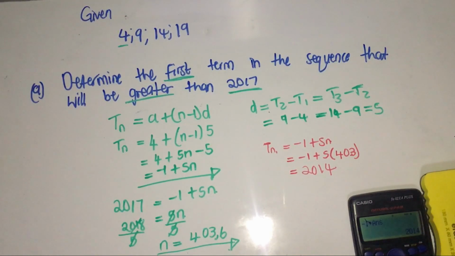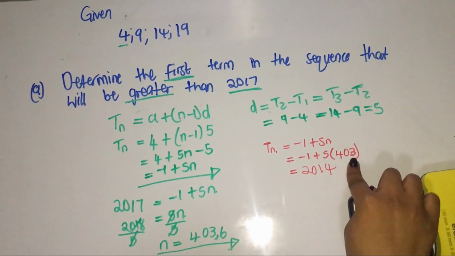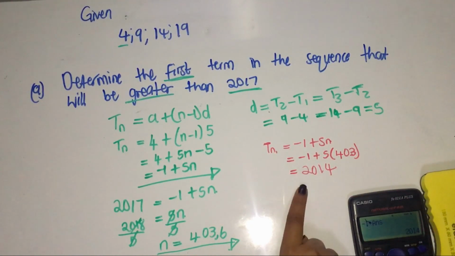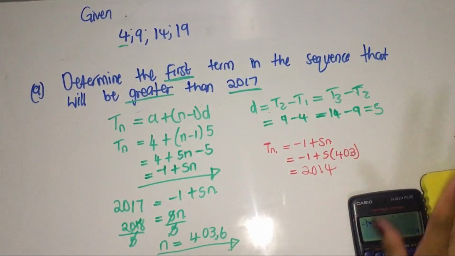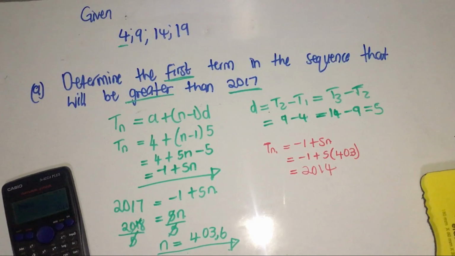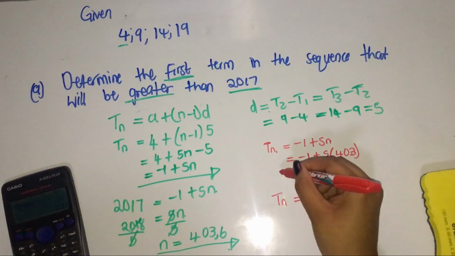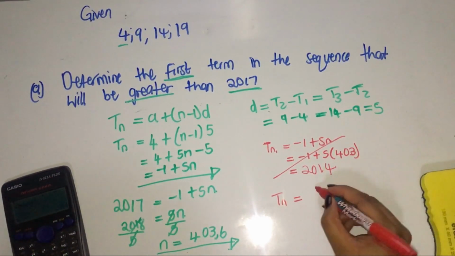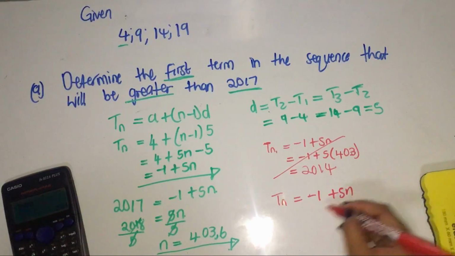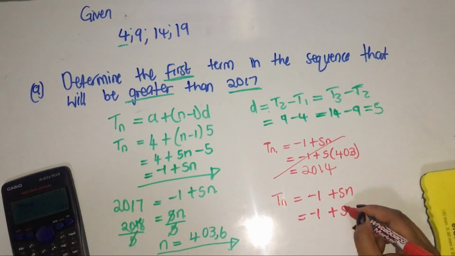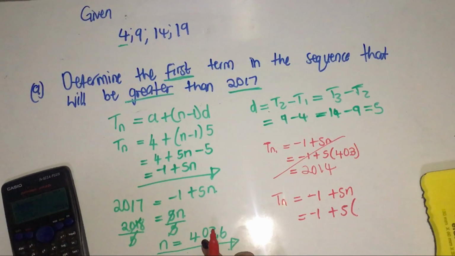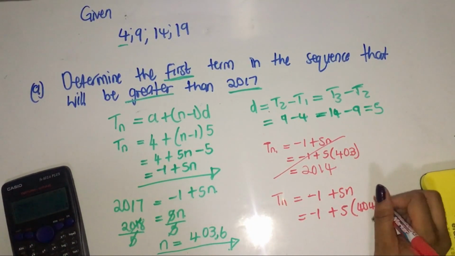Okay, so whenever our n is 403, we get 2014, and 2014 is not greater than 2017. So therefore, which means 403 is not correct. All right, so now I'm going to try rounding it off. Just going to try rounding it off. Plus 5n, negative 1 plus 5, 403. Round this off. This will give us 404.